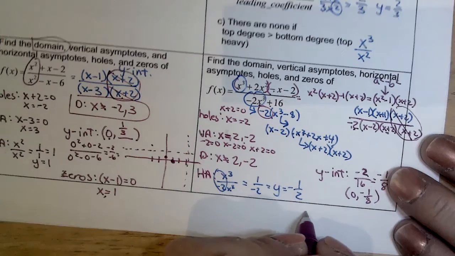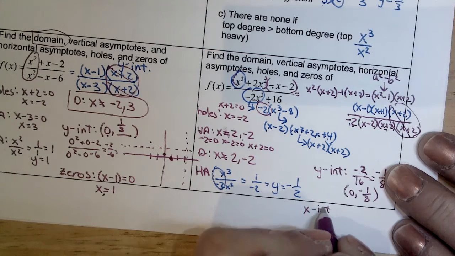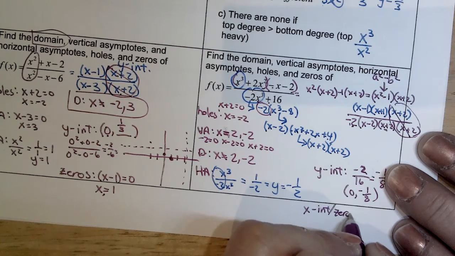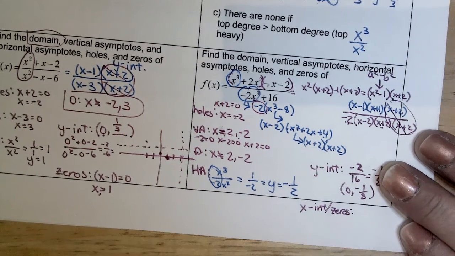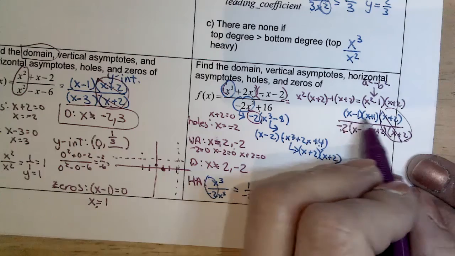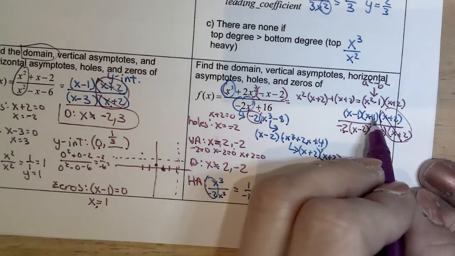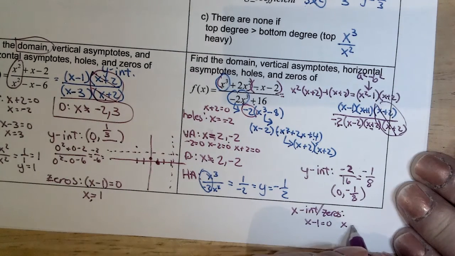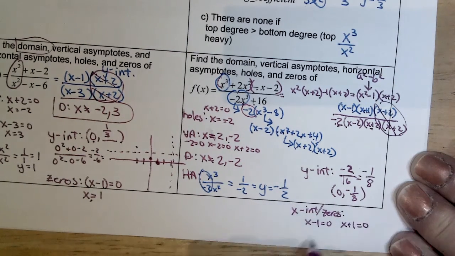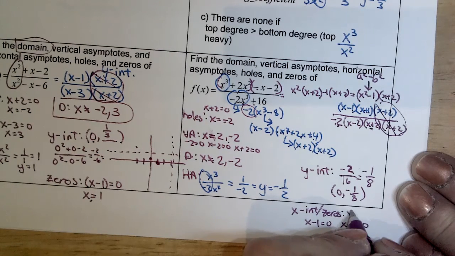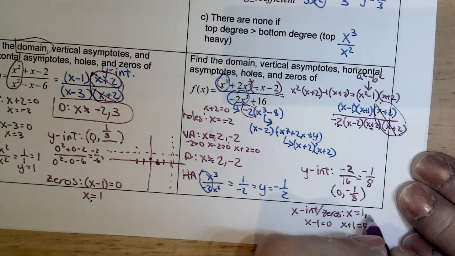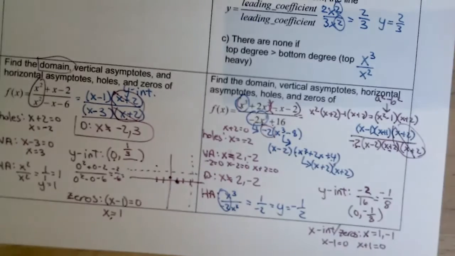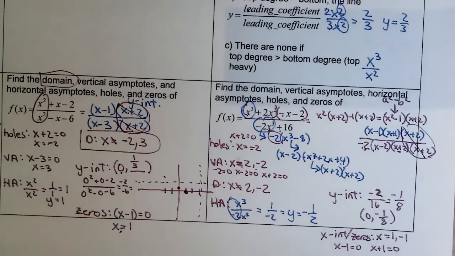And then my last thing is I'm going to find my x-intercepts or my zeros, my roots, whatever you want to call them. That means the same thing. So I'm going to set anything in the numerator that I haven't canceled out equal to 0 and solve. So x minus 1 equals 0 and x plus 1 equals 0. So here I'm going to get x equals 1 and -1.